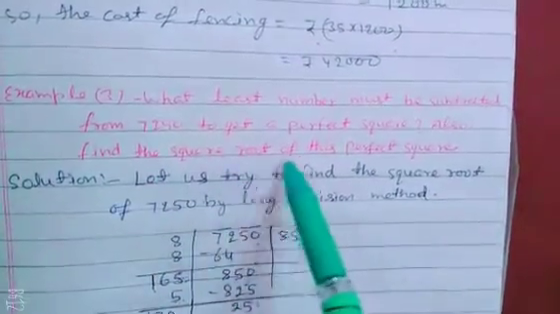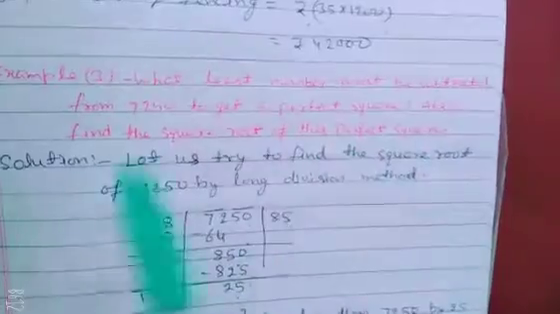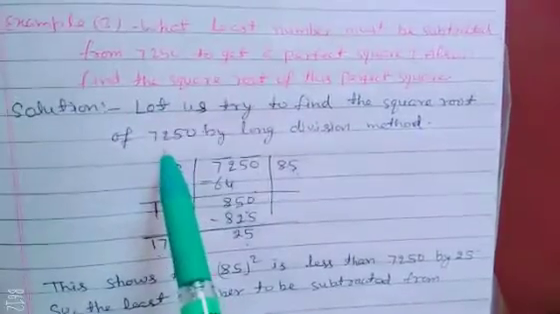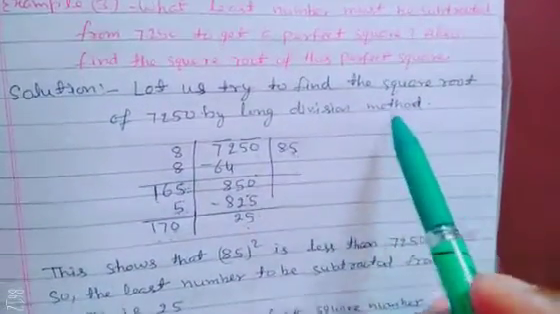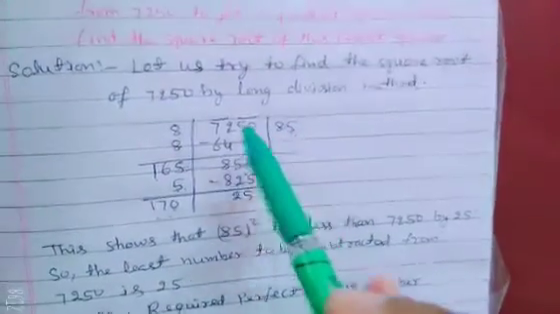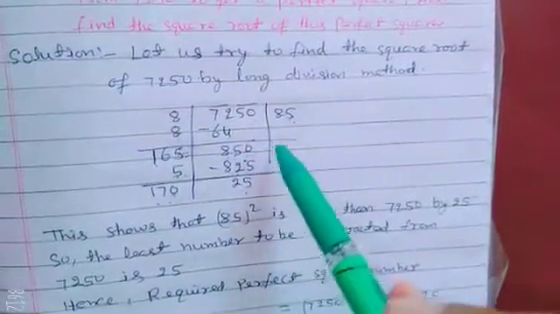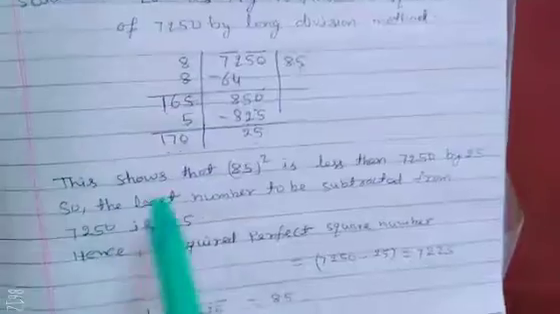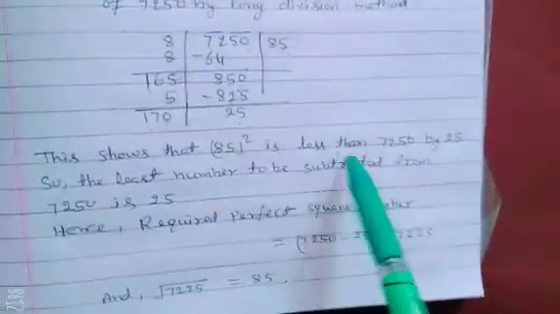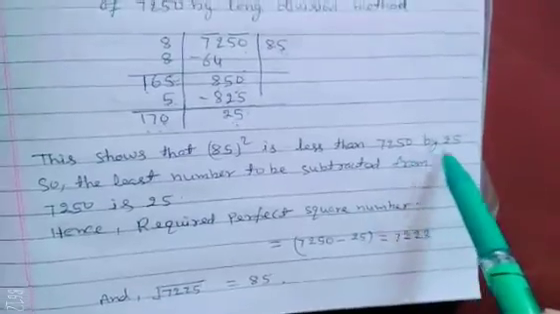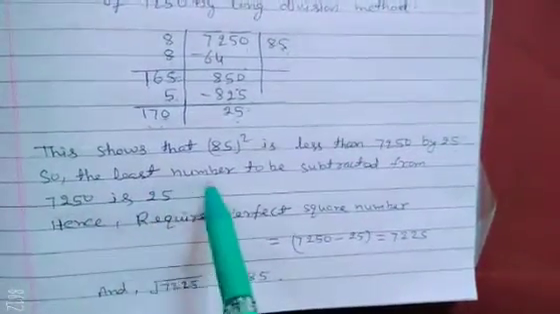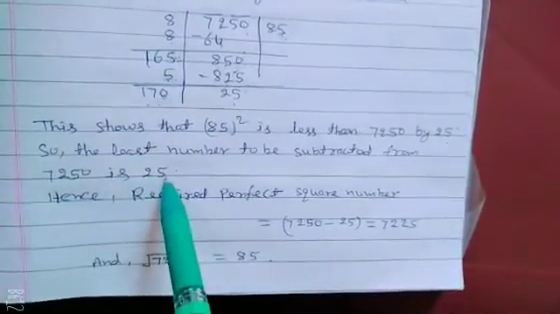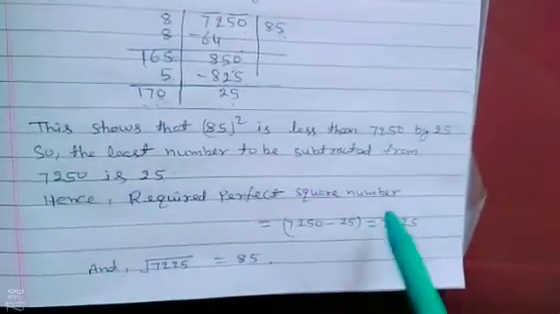Also find the square root of this perfect square. Solution. Let us try to find the square root of 7250 by long division method. Thus, we get 85 as quotient and 25 as remainder. This shows that 85 square is less than 7250 by 25. So, the least number to be subtracted from 7250 is 25.